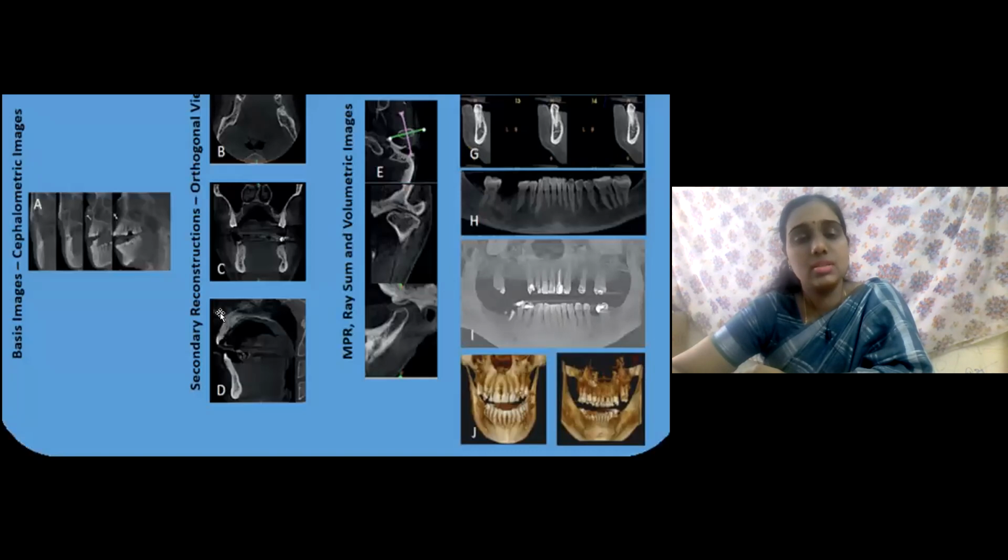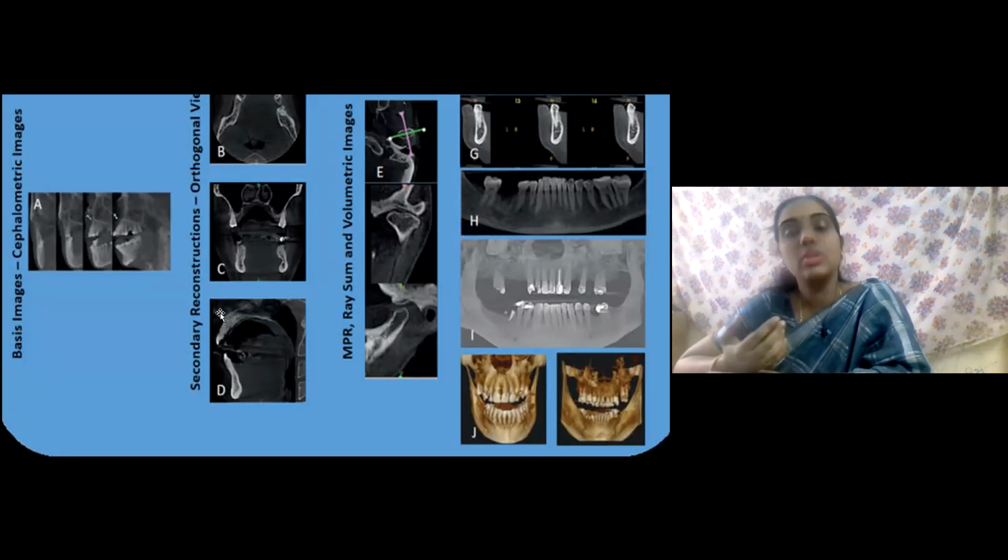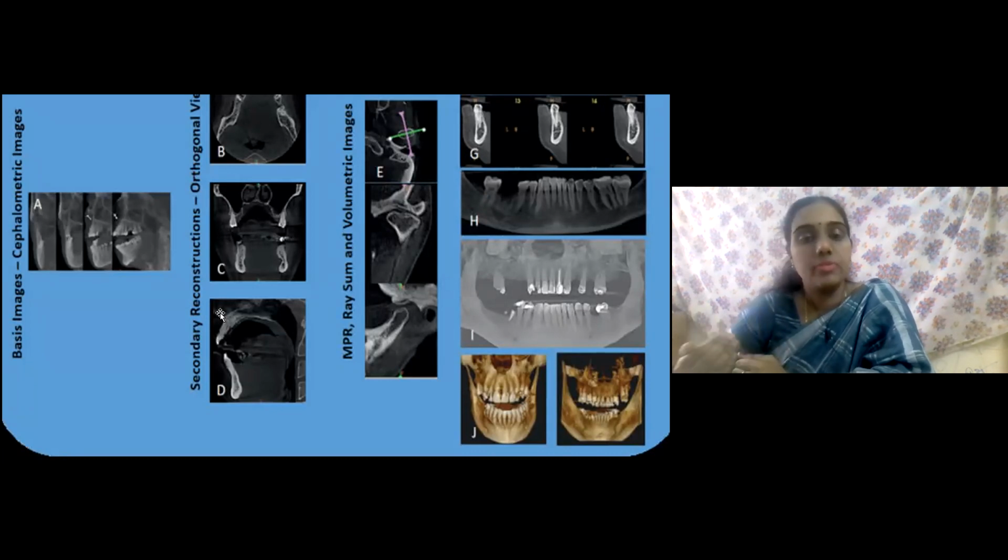So apart from this MPR, that is multiplanar reconstruction, we see axial, coronal, and sagittal section. Is it only these sections we will be able to see? No, there are also other facilities or other reconstructions which we can make apart from these three basic images. So first, the acquired images go for this 3D reconstruction as axial, coronal, and sagittal, and this is known as the orthogonal view. And apart from that, you can also have multiplanar reformatted images, ray sum, and volumetric images.